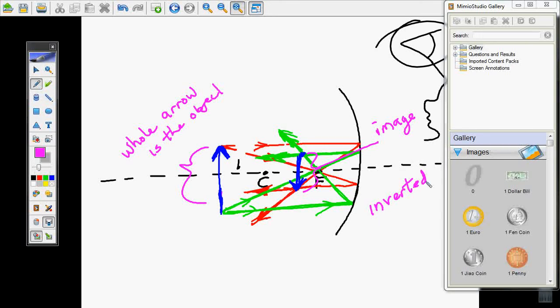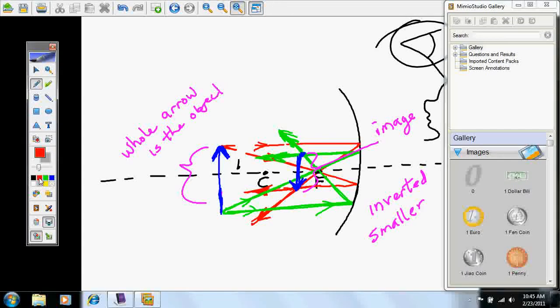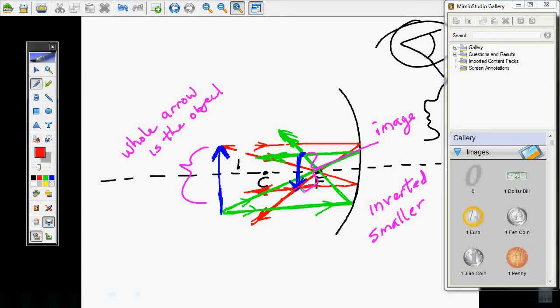Notice anything else about the image? It's smaller. And the third and final thing we have to note, there really is light there. Look, we really have light right there. There actually is light right there. And there really is light coming right through there and right there.